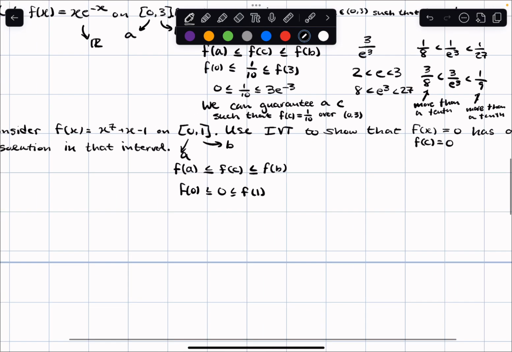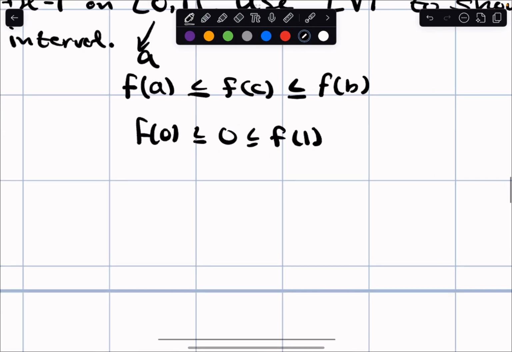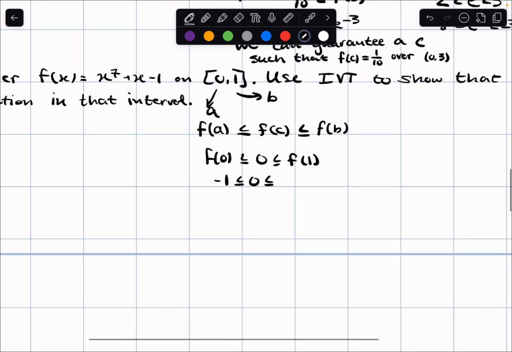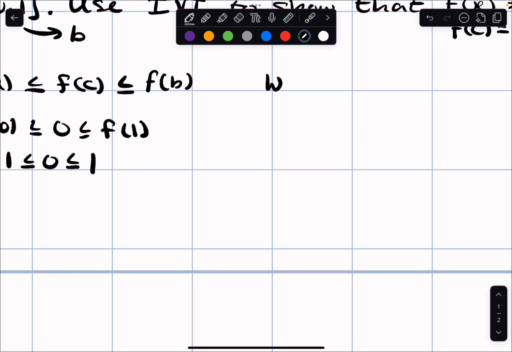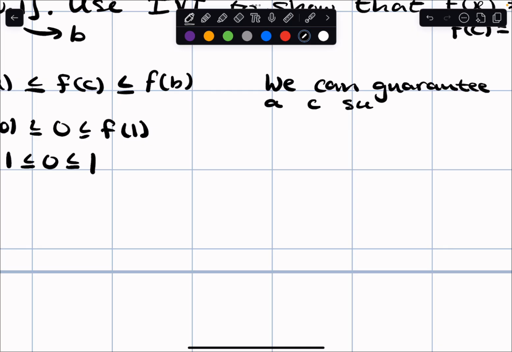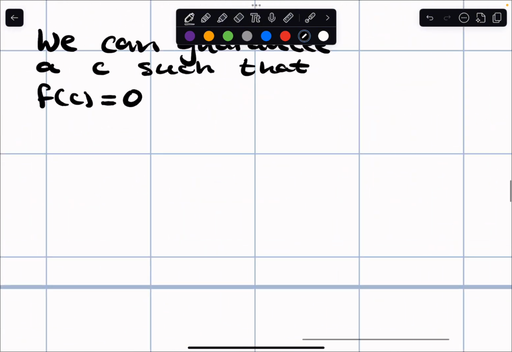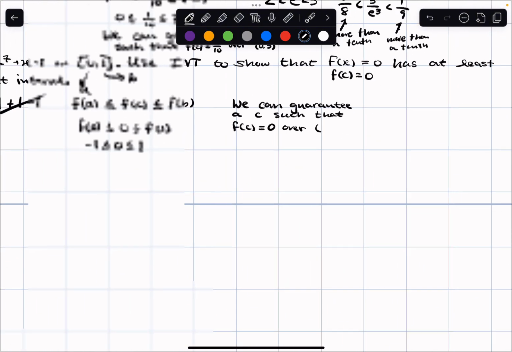So f of 0, well, 0 to the 7th is 0, plus 0 minus 1 is negative 1. So negative 1 is less than or equal to 0, which is less than or equal to f of 1. So it's going to be 1 to the 7th, which is 1, plus 1 minus 1 is going to be 1. And 0 is definitely in between negative 1 and 1. So here, again, we can say we can guarantee a c such that f of c is equal to, we said, 0 over 0 to 1.